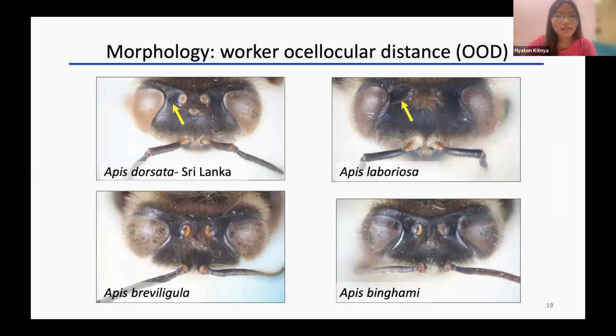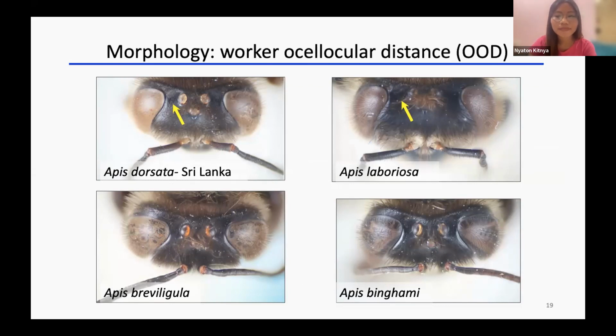And if we look at the head of the worker bees of these 4 groups of the giant honeybees, as you can see from this picture, Laboriosa has a wider space between the lateral ocellus and the compound eye, and it is relatively low in the other 3 giant honeybees, Dorsata, Breviligula, and Binghamai.